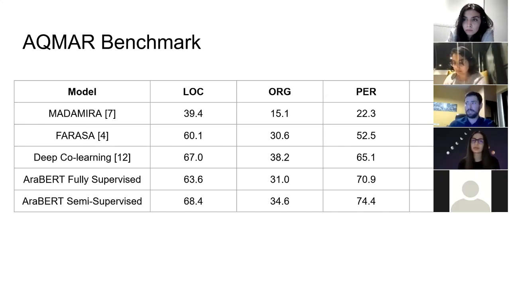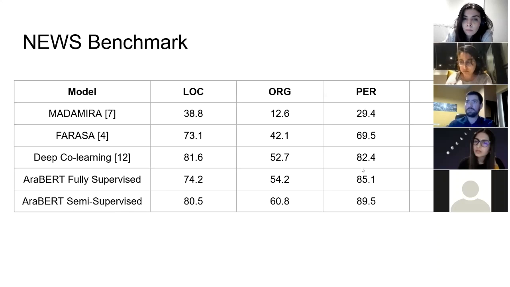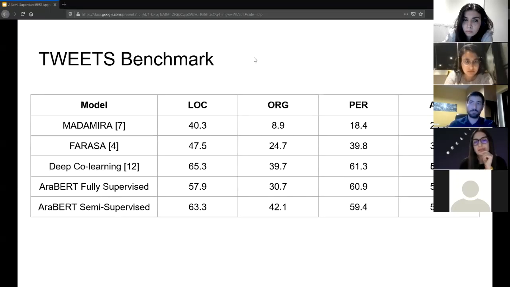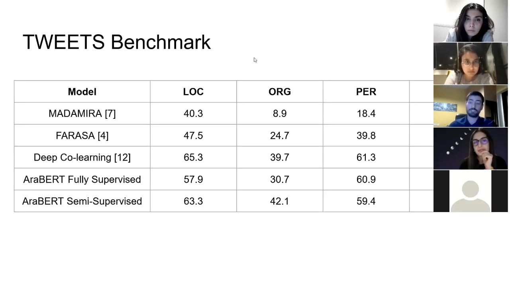Why is it better? Because they're using the same semi-labeled data set that we use, and it's a semi-supervised learning approach. But our approach got 65.5, which outperforms all others. And we got the same results on the news benchmark. We got 78.6, deep co-learning got 74.1, and training only on the semi-labeled data set got 73.2. But only on the tweet data set, the deep co-learning approach has the highest score, which is better than our approach.